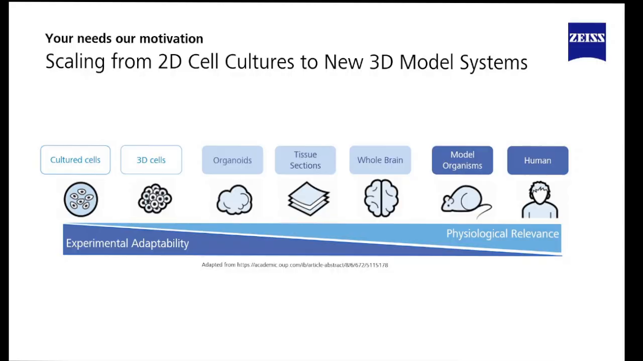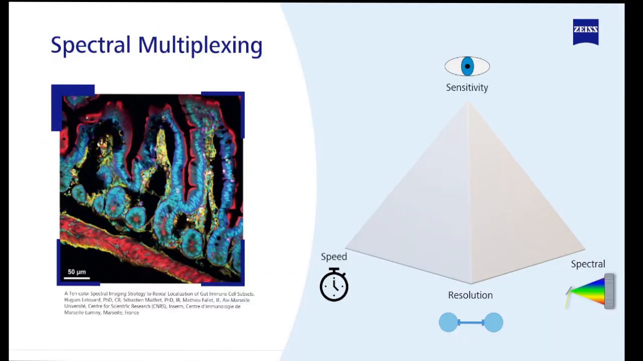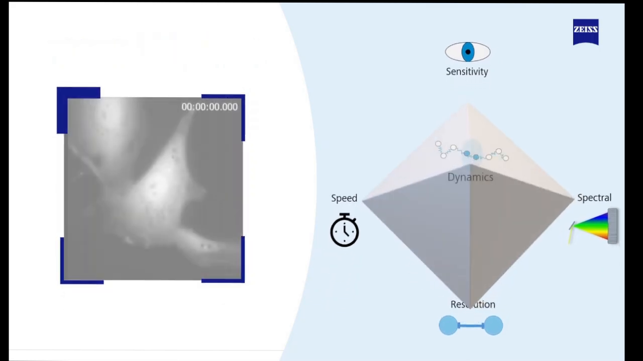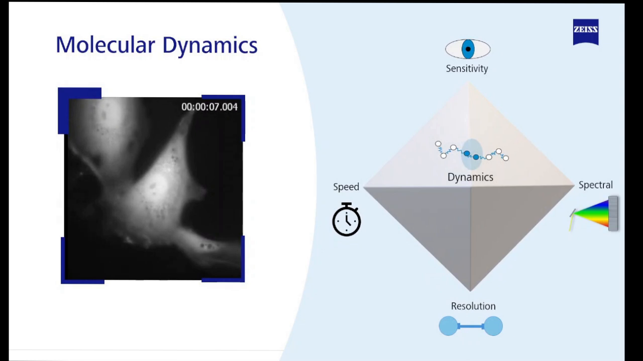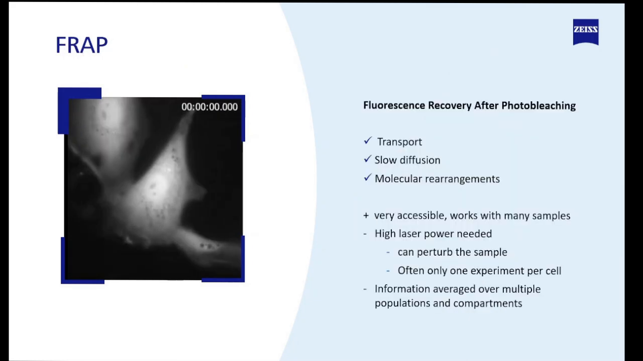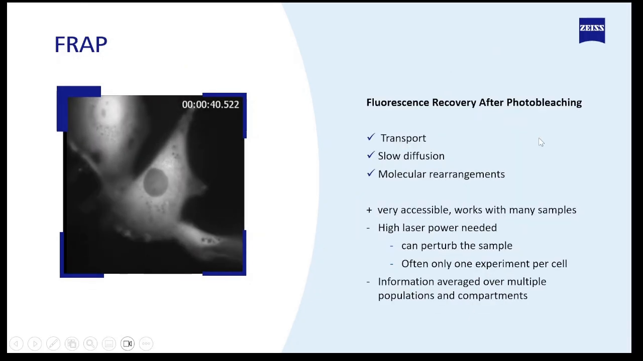The sample can scale from 2D cell cultures to new 3D model systems, and the confocal system can offer us great performance on sensitivity, resolution, speed, and spectral flexibility. But the confocal system can also let us measure molecular dynamics, to give us molecular rearrangement.